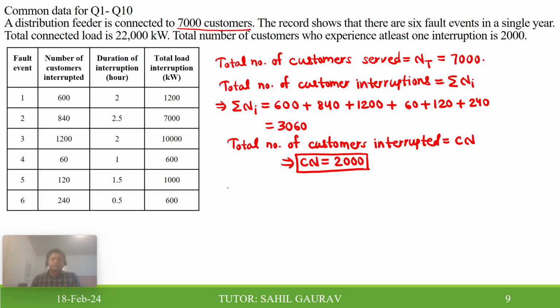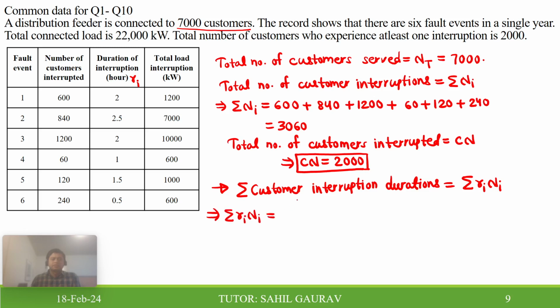And then we can find the next terminology, that is customer interruption durations, that is sigma RiNi. So this is Ri given for each type of fault event. You have to multiply the number of customers interrupted for each fault event and the duration of interruption, so it will give you sigma RiNi. You have to multiply all these for each type of fault event.